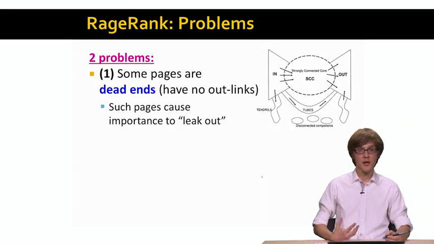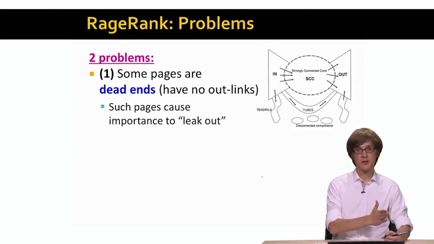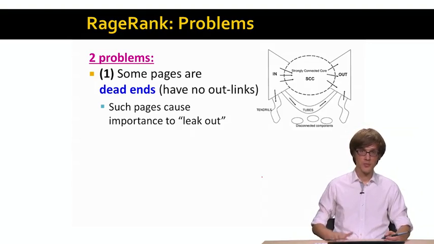The idea is that whenever a web page receives its PageRank score, and there is no way for a web page to pass this PageRank score to anyone else because it has no outlinks, this PageRank score will leak out from our system, and at the end, the PageRank scores of all the web pages will be 0, as we saw in the previous example. So that's what is called the dead end problem.